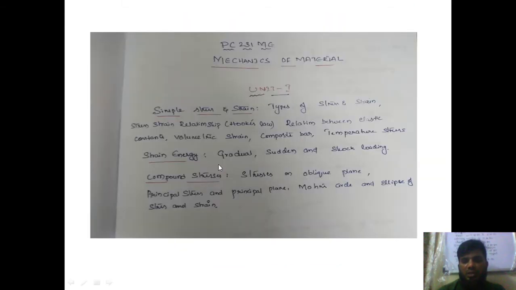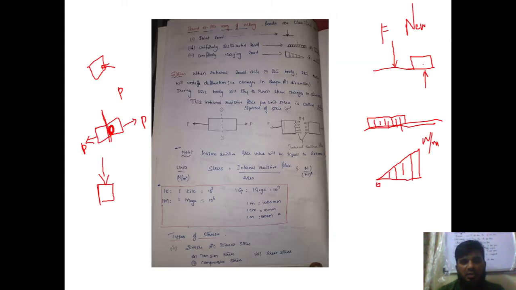Now we have a notation for stress. Generally the notation for stress is the letter sigma. Now what is the unit of stress? Because we know that the formula for stress is internal resistive force upon area.